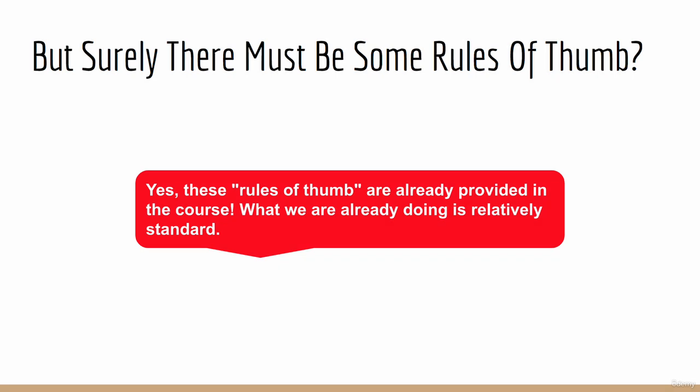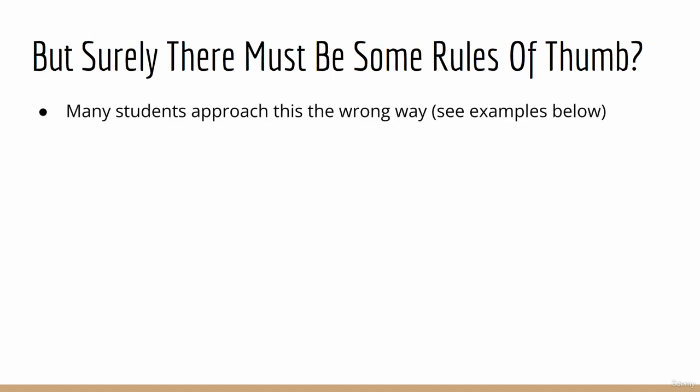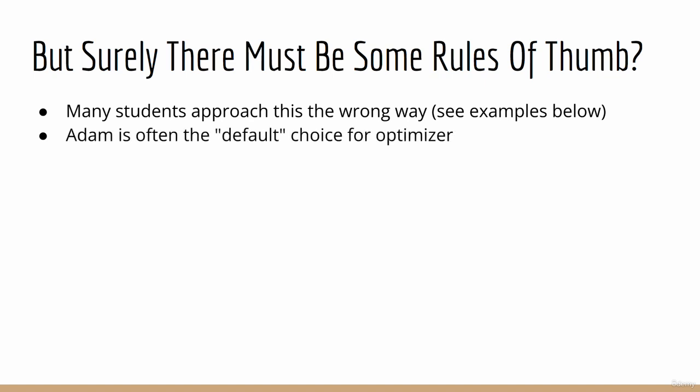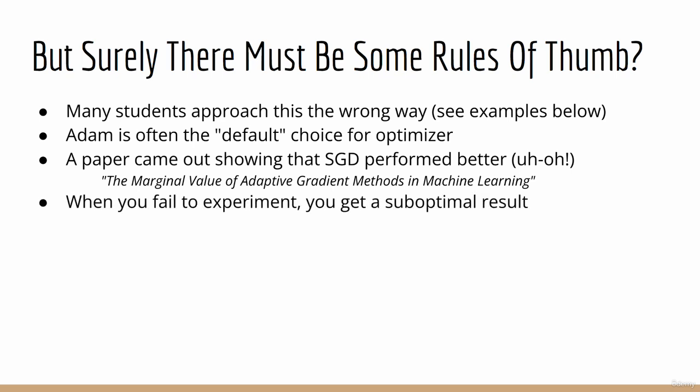Now, many beginners still object to this. They say, but lazy programmer, there must be some rules of thumb. Why can't you just give me some simple rules of thumb? And the answer to that is, this is simply a bad approach. I'll illustrate this with several examples. As you recall, we've noted that Adam is often the default choice for optimization method. However, there was a paper that came out showing that plain SGD performed better. Thus, if you're the type of student that tries to follow only rules of thumb without actually doing the requisite work, you may have landed at a suboptimal result. This is what happens when you fail to experiment.